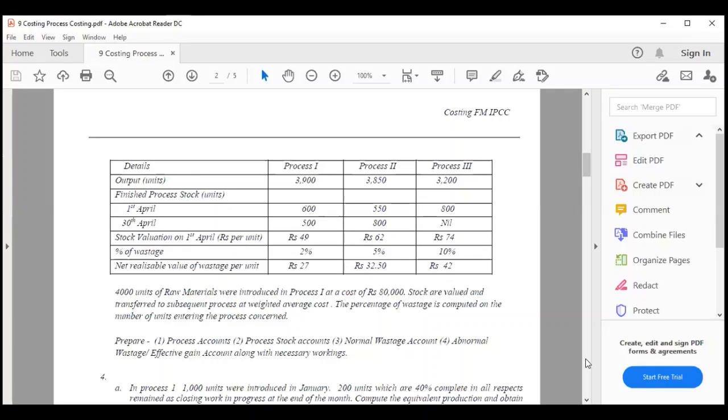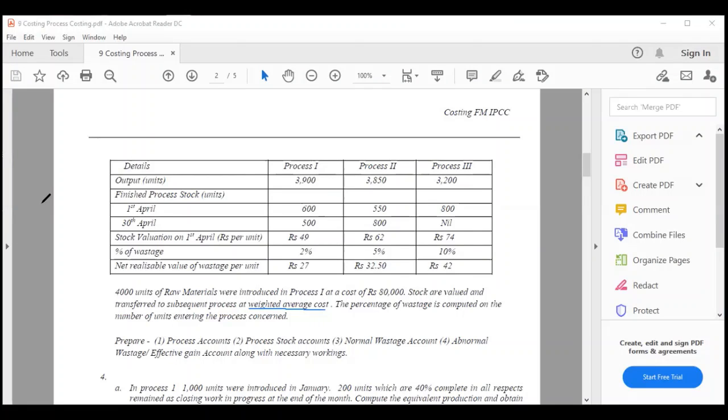4,000 units of raw material were introduced in process 1 at a cost of 80,000. Stock are valued and transferred to subsequent process at weighted average cost. They are saying that it will be done on weighted average from the process that we'll see next. The percentage of wastage is computed entering the process concerned. Prepare process accounts, process stock account, normal wastage account, abnormal wastage, or effective gain account along with necessary work.